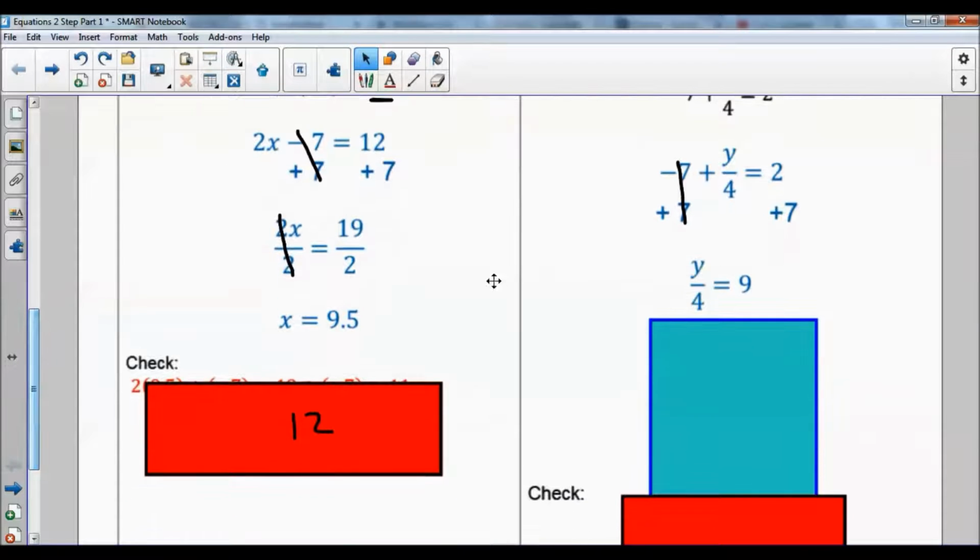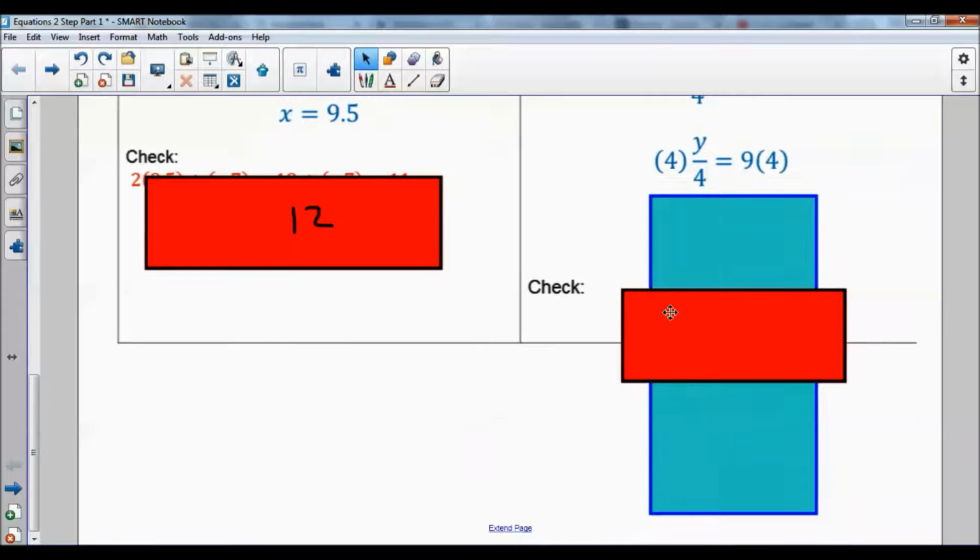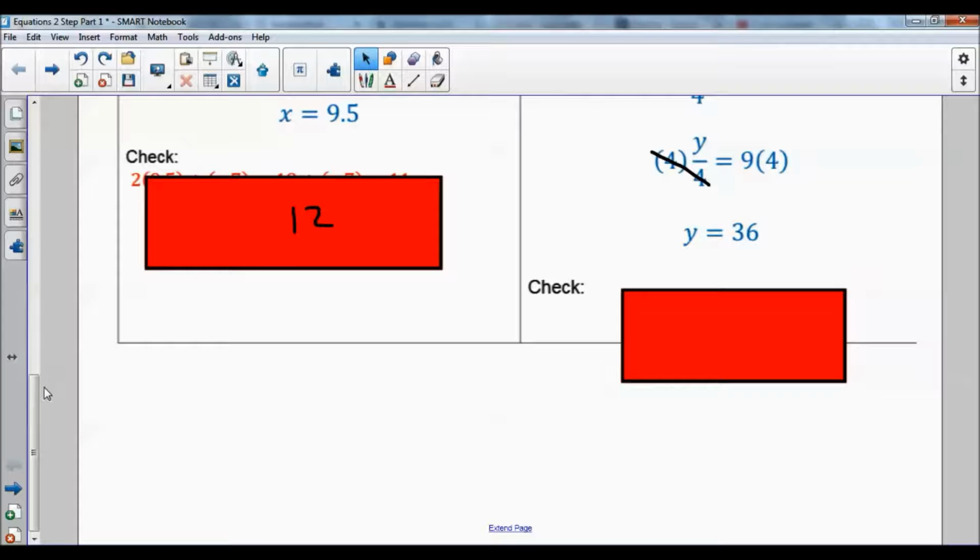Next, we're going to have to multiply by 4 on both sides to get rid of this division by 4, right? So then we'd multiply by 4 on both sides. When we do that, this cancels out, and we get y is equal to 36. Again, we can check our answer.